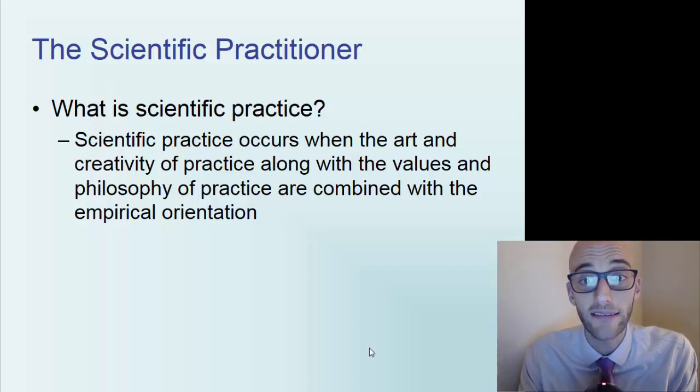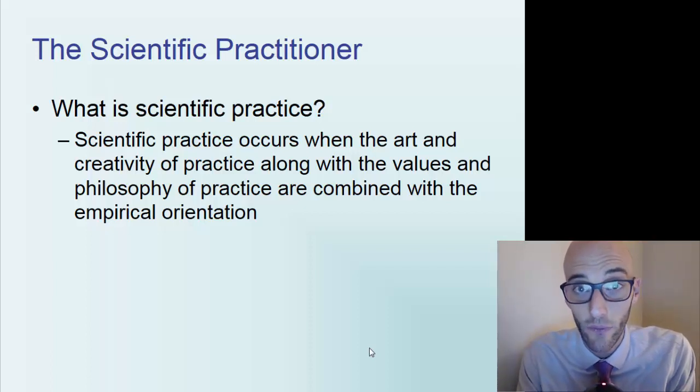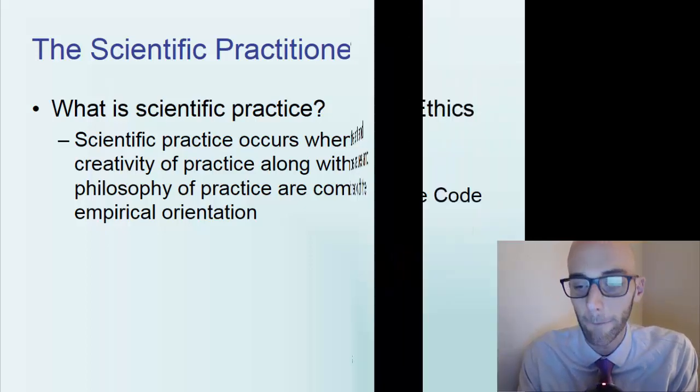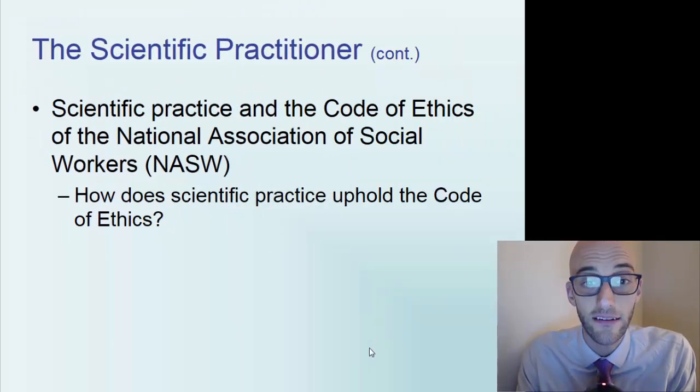So a scientific practice occurs when the art and creativity of practice, along with the values and philosophy of practice, are combined with an empirical orientation. An empirical orientation is a way to really test to see if what we're doing is actually having the intended outcome, and if it's having the intended effect for the client that we're serving. And this really fits well with the National Association of Social Workers Code of Ethics.